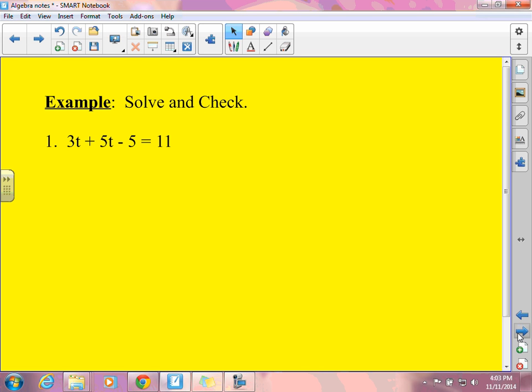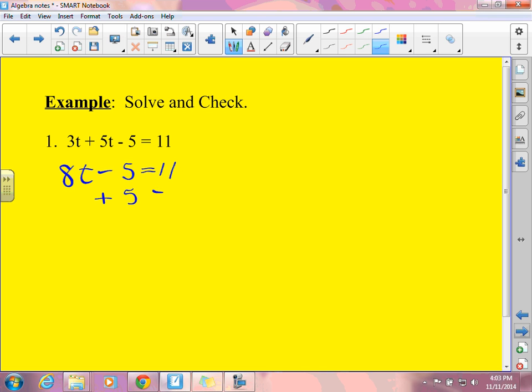That's not a problem. The first step in this, of course, is like what we've done before, and that's combining like terms. You'll notice I have 3t and 5t. That will end up giving us 8t. Right? And make sure when you're doing your homework, you write the original problem and then go ahead and work it. So I've got 8t minus 5 equals 11. We're going to add 5 to both sides. And again, you must show all of your work. So I get 8t equals 16.